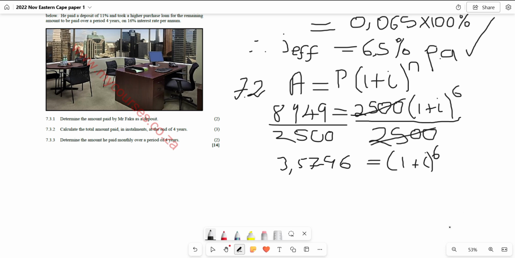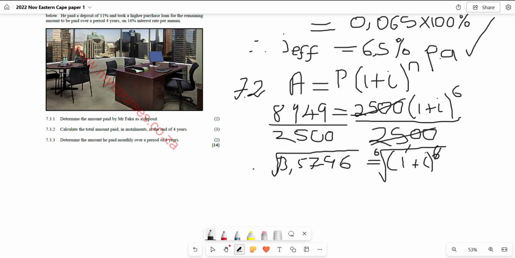Now we understand from here that we can't just take the I out of the bracket. Why? Because there is a power outside, and that power, it is what? A 6. Then we need to get rid of this power outside so that we have only 1 plus I inside the bracket. Then how do we get rid of this power outside? Then we are going to take what is called the 6 root. This side, then the 6 root is going to cancel with the power of what? Of 6. Then what you do on the right hand side of the equation, you repeat the same on the left hand side of the equation.